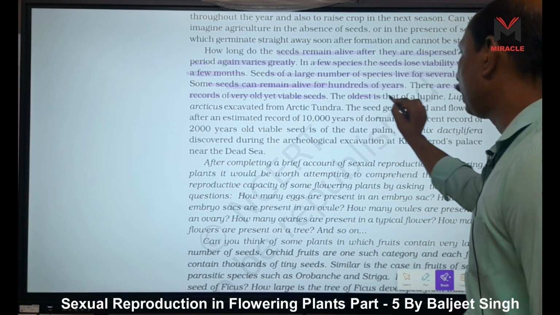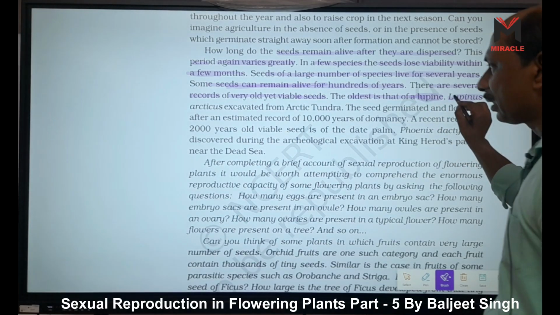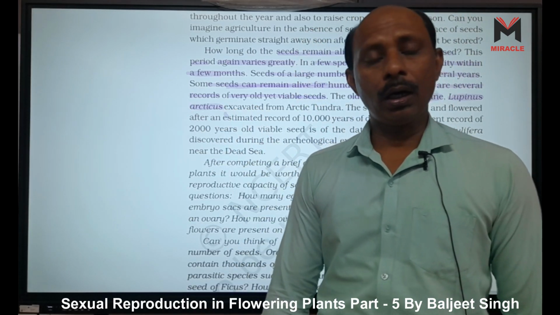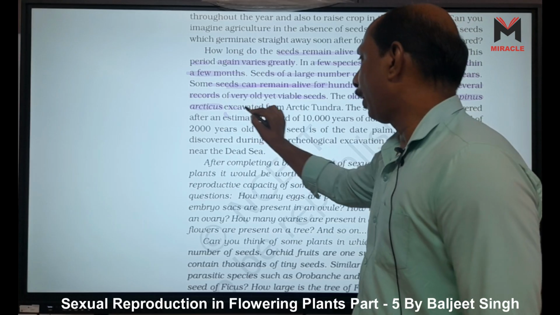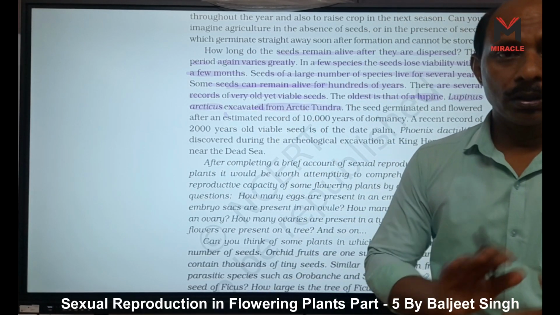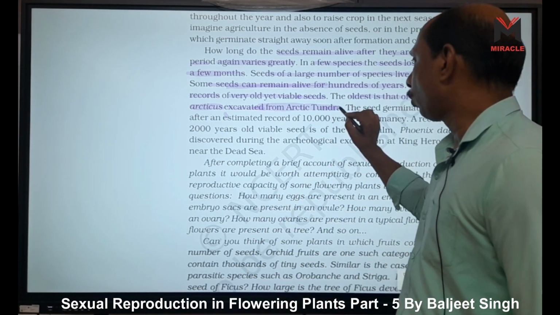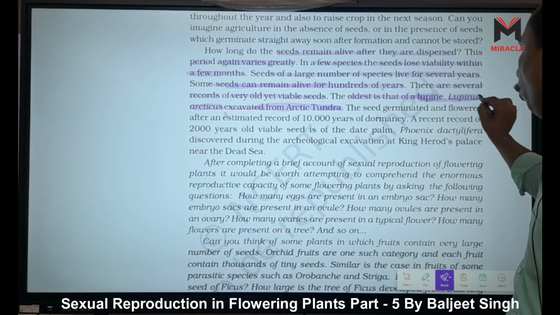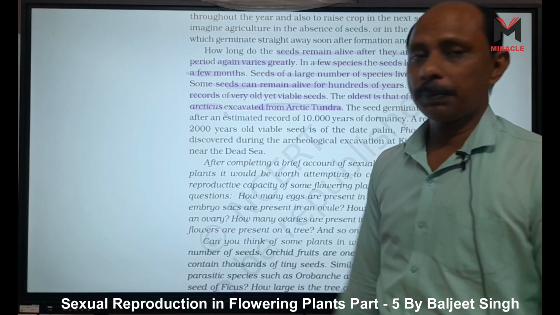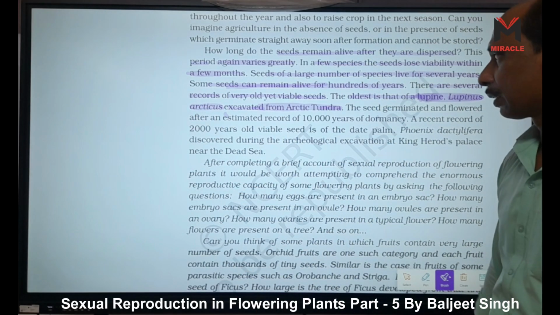The oldest is that of a lupine, Lupinus arcticus, excavated from the Arctic tundra. It is a very cold region where snow-covered peaks are always there. Lupine, or Lupinus arcticus, because it is present in the Arctic zone. The specific name is also Arcticus, Lupinus arcticus.